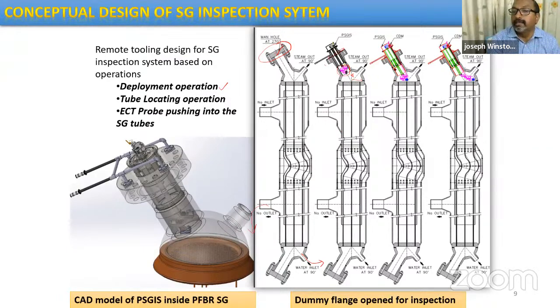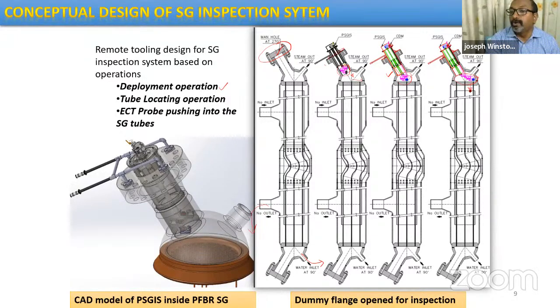See, here you can see the device is deployed now. Here it is deployed now, and the robotic system is still in the folded condition. Then it expands and it can reach up to the outermost tube also for inspection. Then once it goes to the particular tube, the cable pushing is done.